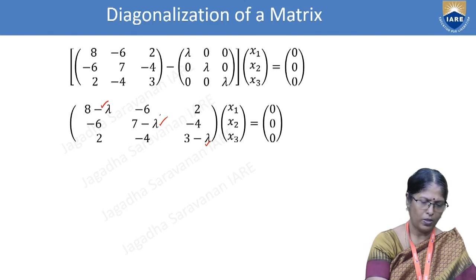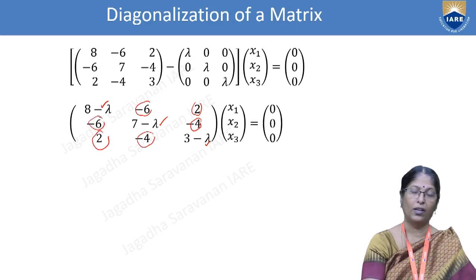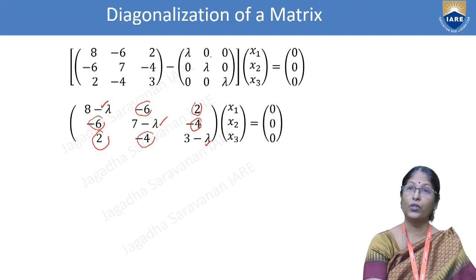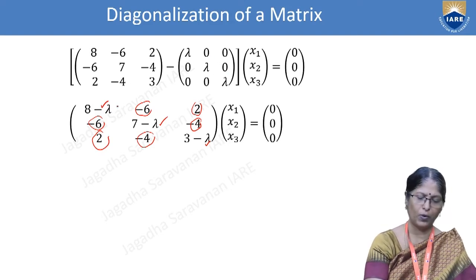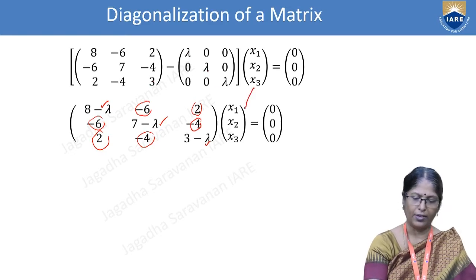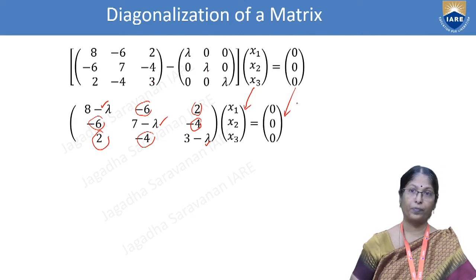So everything we can just copy from the question. There won't be any changes because the value subtracted is 0. So the changes will be there in the principal diagonal. So 8 minus lambda, this is 7 minus lambda, 3 minus lambda. This also we have written as it is.